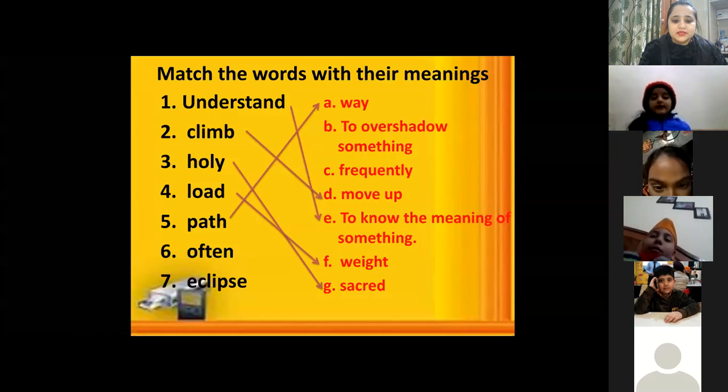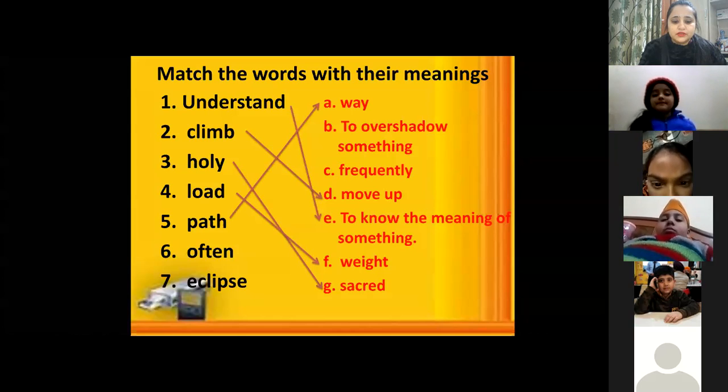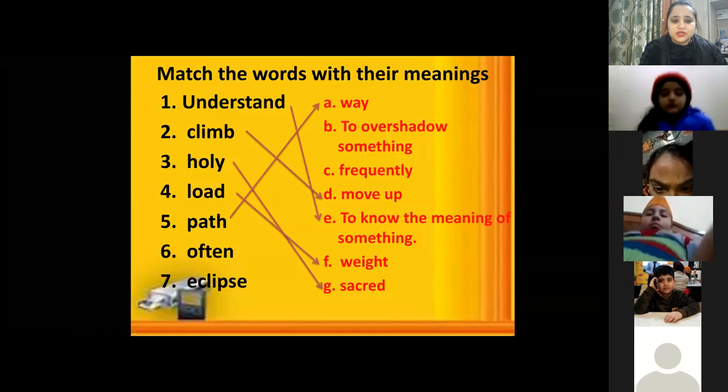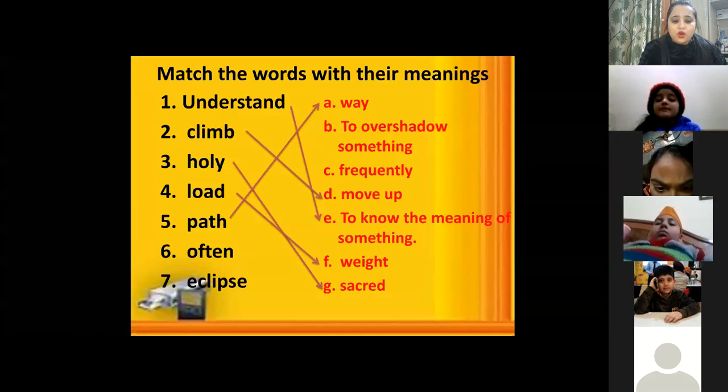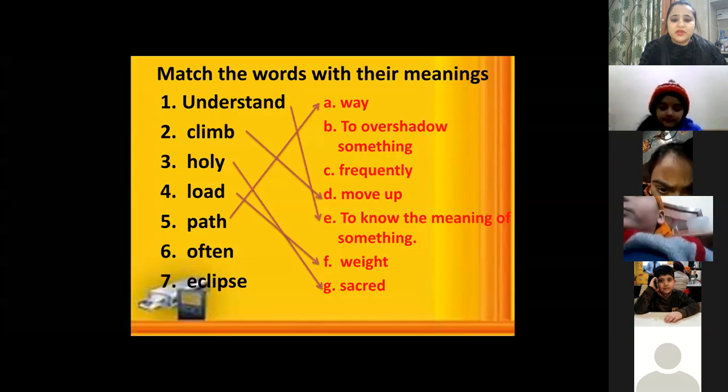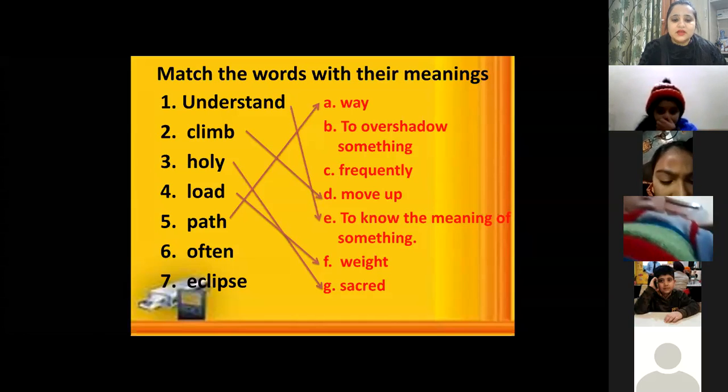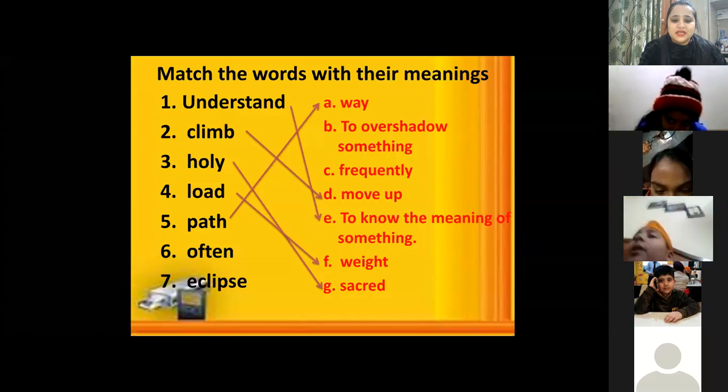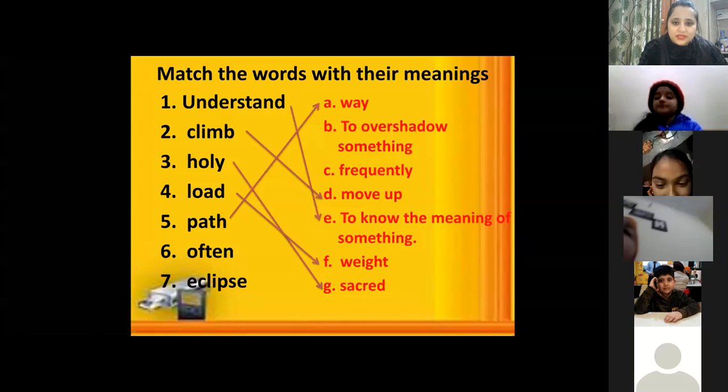Number 6 is often. Where would you match it? Often means to cheese. That's sure. People are writing option B, which is not correct. B is not the correct answer. Okay, so some children have started giving me answers now. That is the correct answer. Ma'am, C. Option C. Often means frequently.